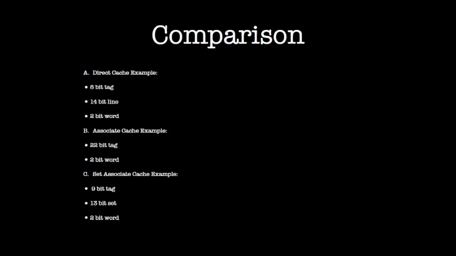Let's compare now these 3 examples: the direct cache, the associative cache, and the set associative cache. A direct cache has an 8-bit tag, 14-bit line and 2-bit word. Associative cache has a 22-bit tag and 2-bit word, whereas the set associative cache has a 9-bit tag, 13-bit set and 2-bit word.